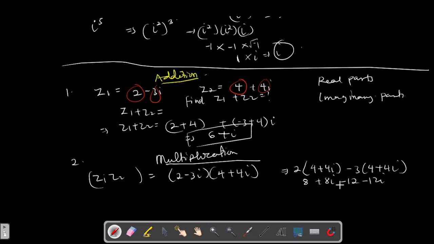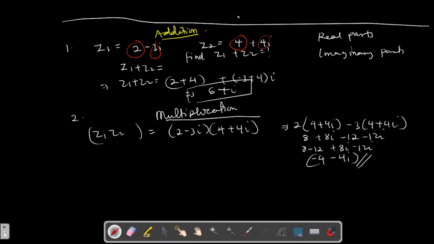At this point, it simply becomes addition and subtraction once again. You pair real parts and imaginary parts separately. So I have 8 minus 12, plus 8i minus 12i. What do I get? -4 minus 4i. As simple as that. This becomes the product. So this is the simple way to manipulate complex numbers. It's not difficult at all. Then finally, let's check quotient or division, okay? Division here.